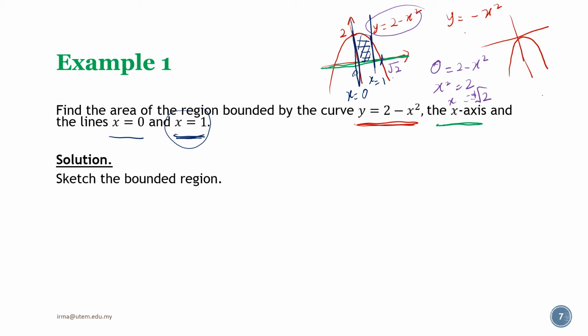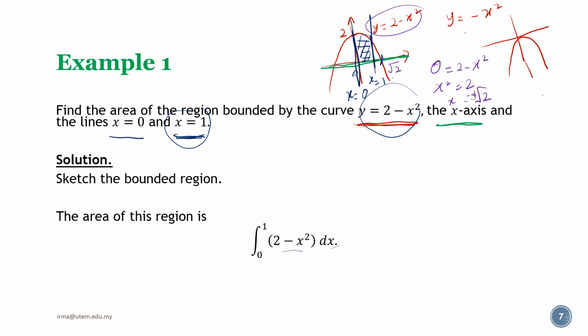So next, since the question asks you to find the area of the region, we just use the formula from just now. You'll have the function, which is y equal to 2 minus x squared. This is the function, you just use the function given. And the limits for x are from 0 to 1, right? So this integration you can solve directly.